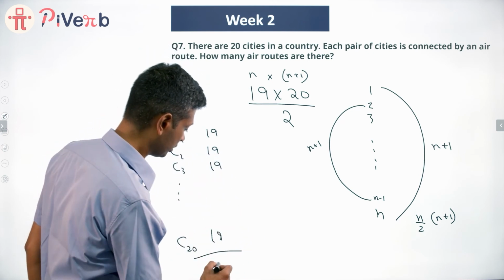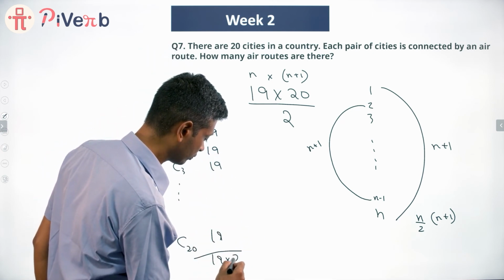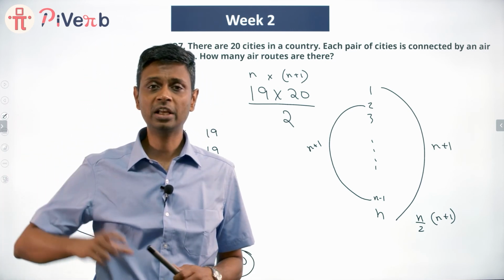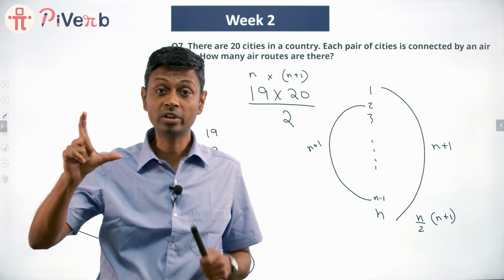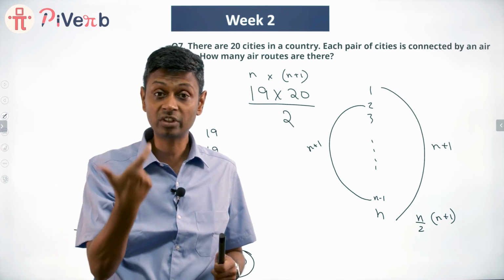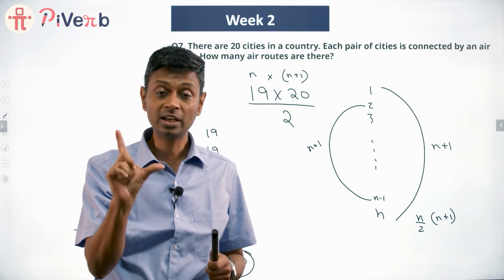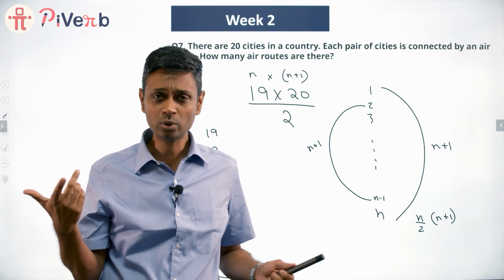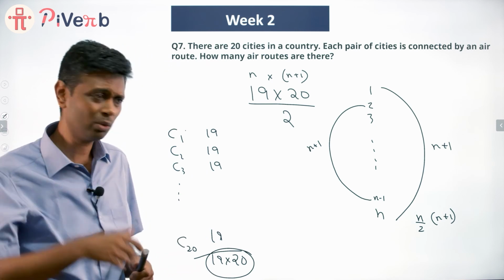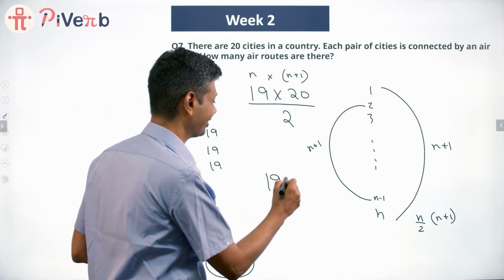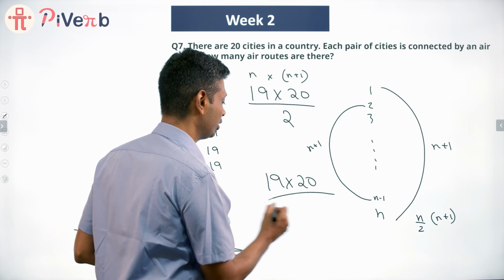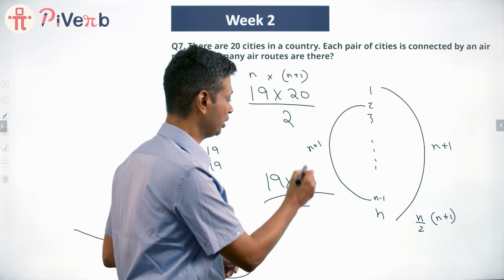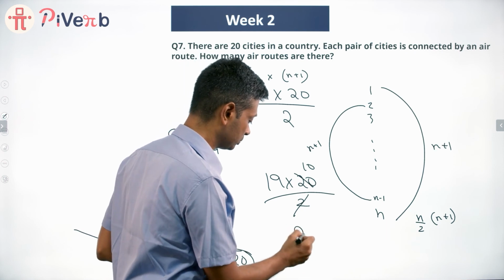The total number of things is 19 into 20. This total double counts everything. So if I take one route, C5, C7, I'll count it as C5, C7 and as C7, C5. I'm counting Bombay, Chennai and Chennai, Bombay. Bangalore, Delhi and Delhi, Bangalore. I shouldn't. So what do I do? I know I'm double counting. How do I adjust for it? It's not 19 into 20, it's 19 into 20 by 2. I've doubled everything, so I'll divide by 2. Or this is 19 into 10, just 190.